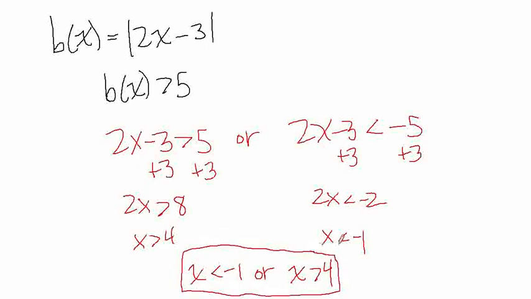And by the way, it wouldn't hurt to check your answers by plugging in some values. So a value less than -1 would be -2. So plugging it into the function, b of -2 is equal to 7. That's bigger than 5. An x value bigger than 4 would be, let's say, like 10. So b of 10 is 17, which is also bigger than 5, so that checks out.